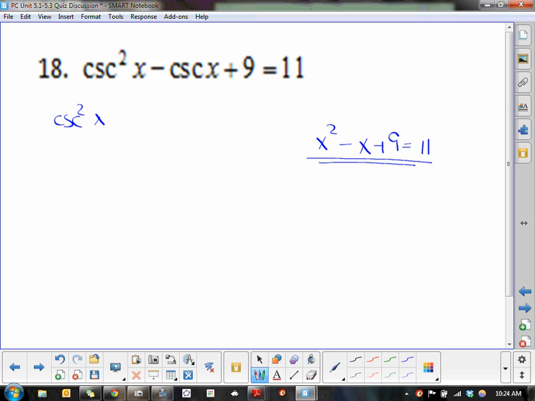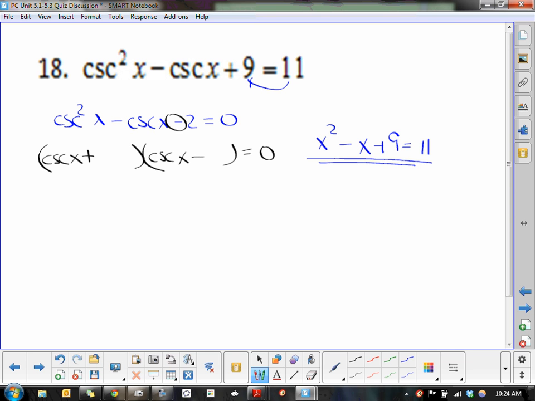Cosecant squared of x minus the cosecant of x. Then subtracting your 11 gives you a negative 2 equals 0. Trinomials, if factorable, factor into two binomials. So we're going to attempt to factor this into two binomials and set equal to 0. Which means the cosecant of x times the cosecant of x. Signs have to be opposite, plus and minus. Since we have a negative middle term, I want a negative 2 plus 1.